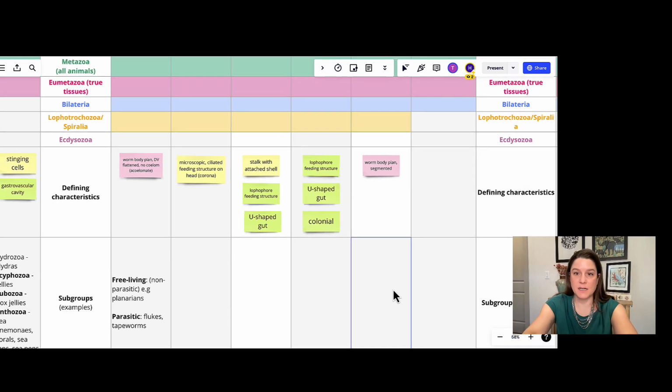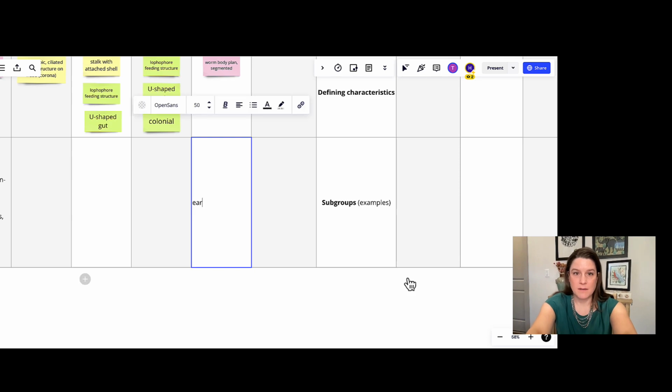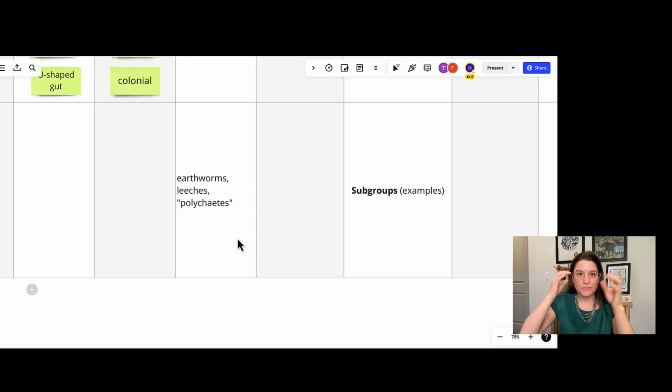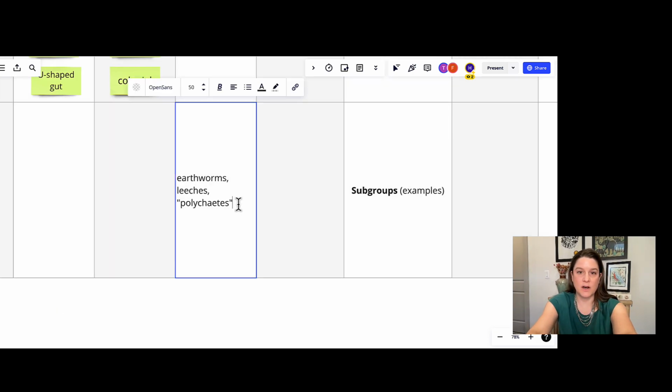Some examples here. We're just doing examples. I don't need you to know the official names for these. Earthworms are an example, leeches, and these things we call polychaetes. It's a big group where they're not all genetically related to each other, phylogeny-wise. They might be more closely related to earthworms, but you would hear polychaetes, and these guys are often in a hard tube, not necessarily, but often.